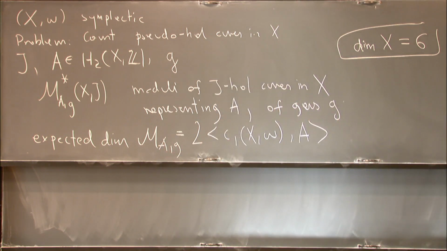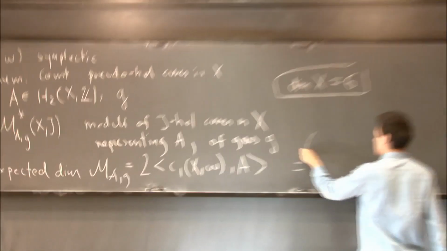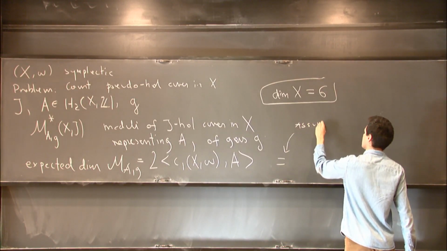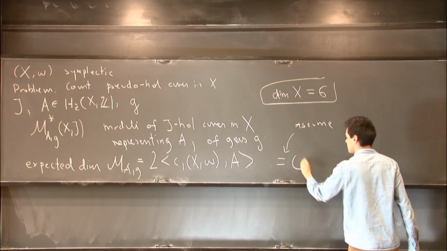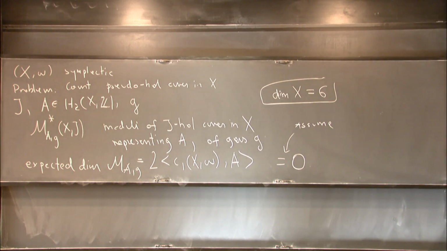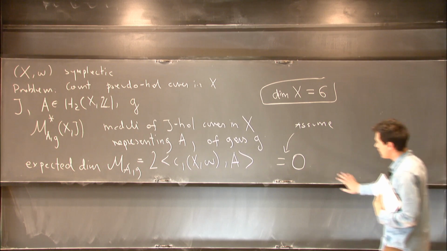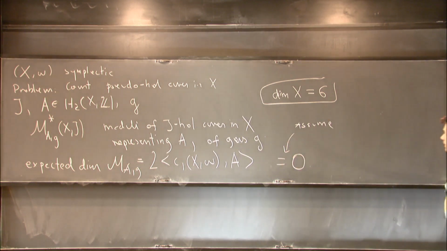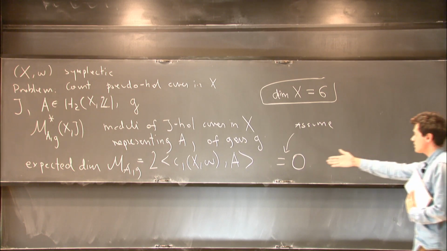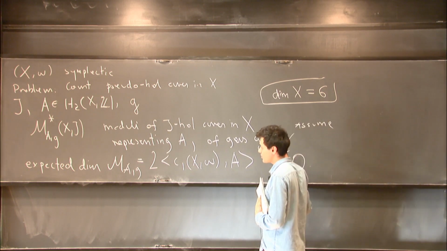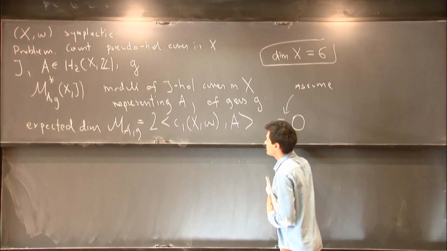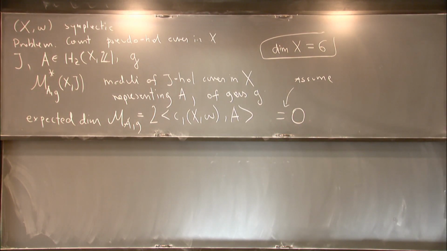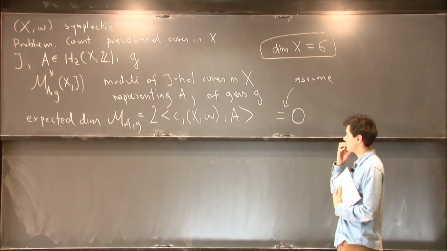And in fact, I want to focus today on the case of so-called Calabi-Yau classes. So I assume here that my class A is such that this number is 0. I will say a little bit more about other cases. This is the most interesting case. So if the expected dimension of this moduli space is 0, you might hope that you can just count elements of this moduli space and get some sort of symplectic invariant of your manifold.